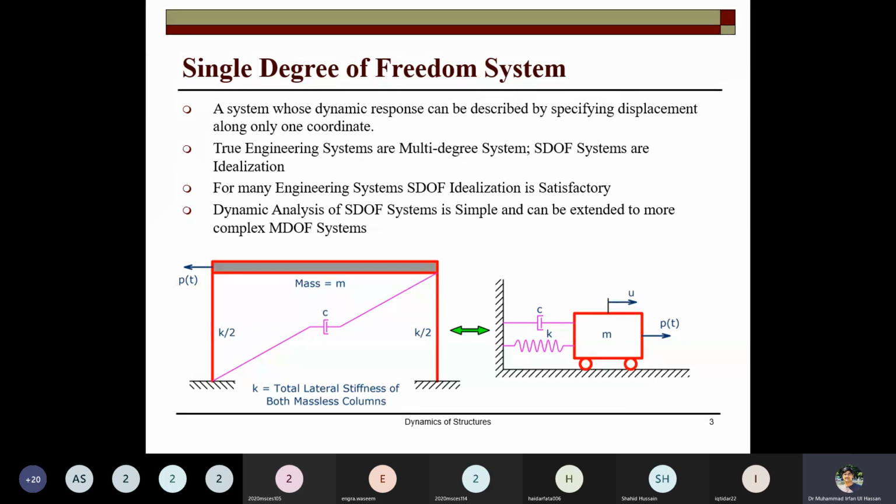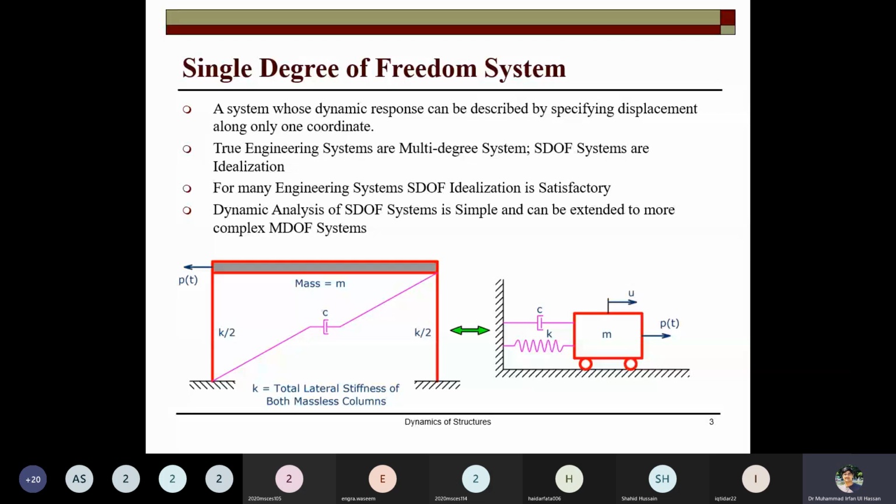Basically, a single degree of freedom system can well explain different civil engineering structures and can be represented by a spring mass system. A system whose dynamic response can be described by specifying displacement along only one direction is basically called a single degree of freedom system. So we are considering the displacement in one direction for a single degree of freedom system, as opposed to a true engineering system or multi-degree of freedom system.